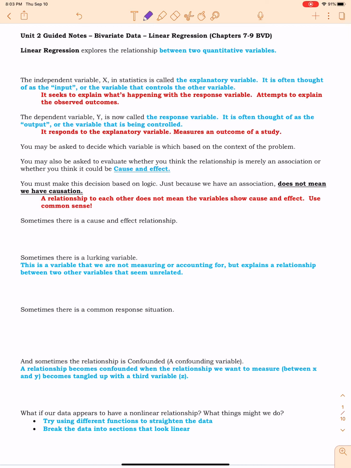Oh, AP Statistics, we have made it to Unit 2. In Unit 1, we explored univariate data. This time, we're going to explore bivariate data. What's the difference, Ms. Griggs?